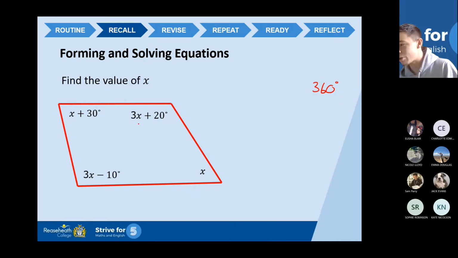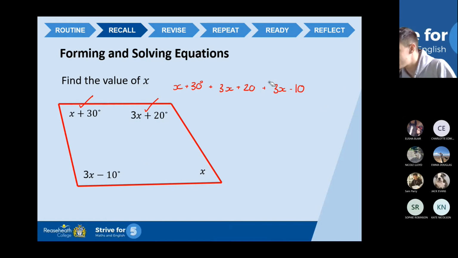So what I'm going to do, I'm going to start putting these together. So I've got x plus 30 degrees, that one, included that. Then I've got 3x plus 20, so add 3x plus 20, add 3x minus 10. What I'm going to do, give myself a bit more space. Okay, so 3x minus 10, got that one in, good. And then finally, plus x. Don't forget about the little x in the corner. All of those together give me 360 degrees. Okay, are we happy with that?